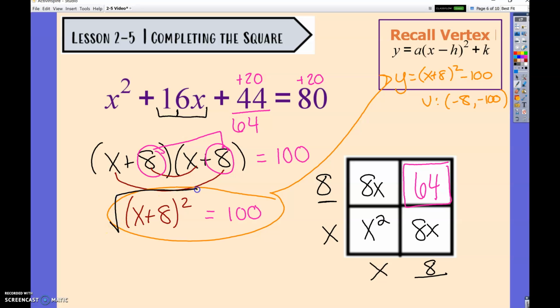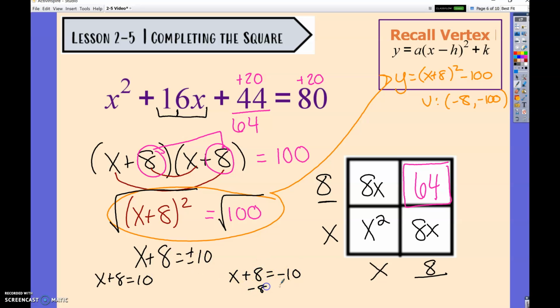Let's use our square root method on both sides, and we square root here. We'd have x plus 8 equals plus or minus 10. And then this is where we write both of the options. X plus 8 equals 10 and x plus 8 equals negative 10. X will be negative 18 and x will be 2. Those would be our zeros. We can do it even again.